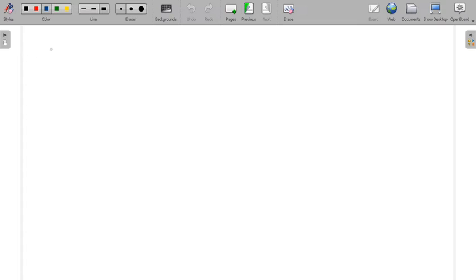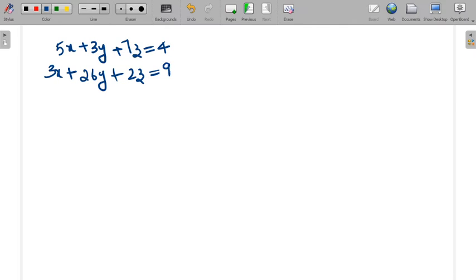For example, consider this: 5x plus 3y plus 7z equal to 4. Then 3x plus 26y plus 2z equal to 9. 7x plus 2y plus 10z equal to 5.